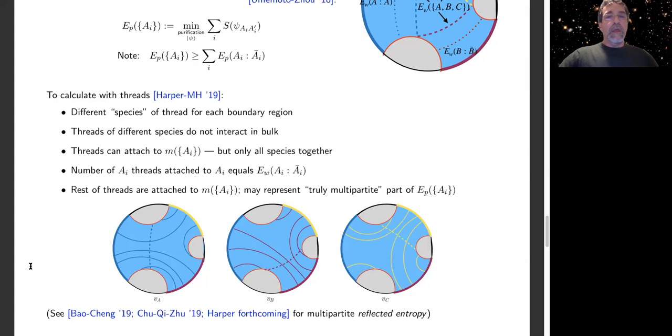And they can end on the region that you're interested in, like the blue ones can end on the blue boundary, but they can also end on the shared RT surface. But at any point where they end on the shared RT surface, all three species, if it's three in this picture, have to end at that point. So here I have a blue one ending, then a red one and a yellow one have to end at the same point.